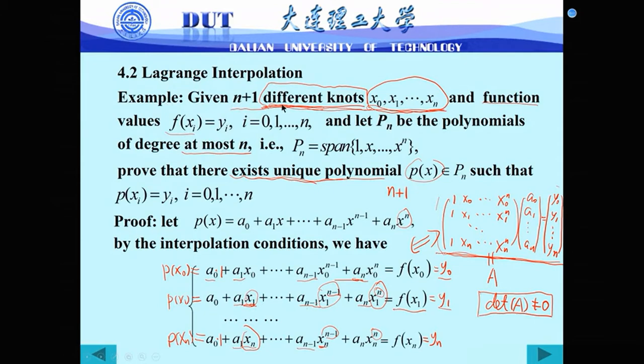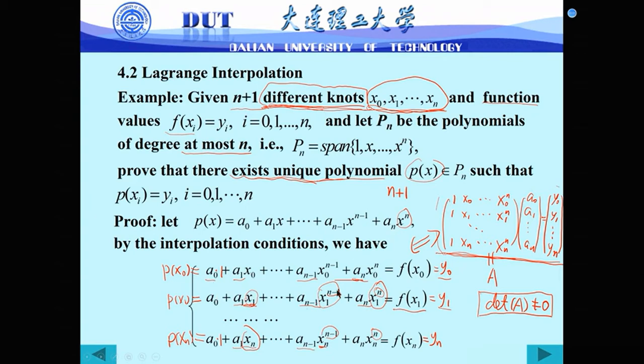Now, we are given n plus 1 different nodes, x0, x1 to xn, and the corresponding function values f(xi) equal to yi, i from 0 to n. And we want to find a polynomial denoted by Pn of degree at most n. So we can write Pn(x) as a0 plus a1x plus dots plus an minus 1 x^(n-1) plus an x^n, right? In order to determine this polynomial, we need to determine the n plus 1 coefficients.